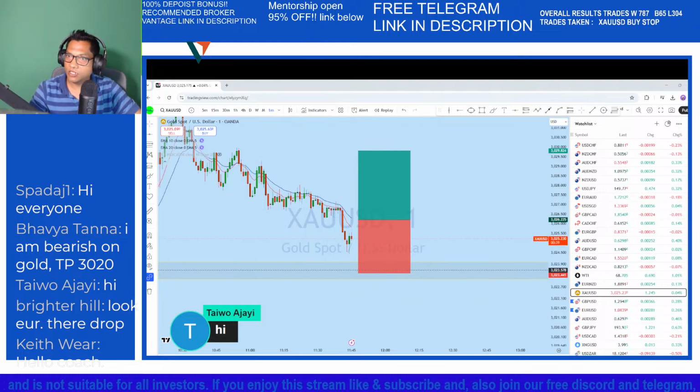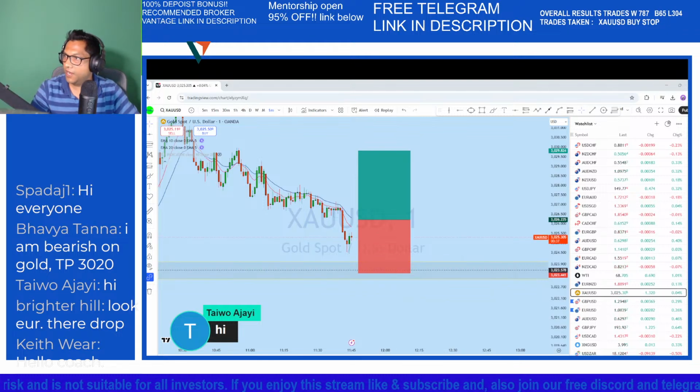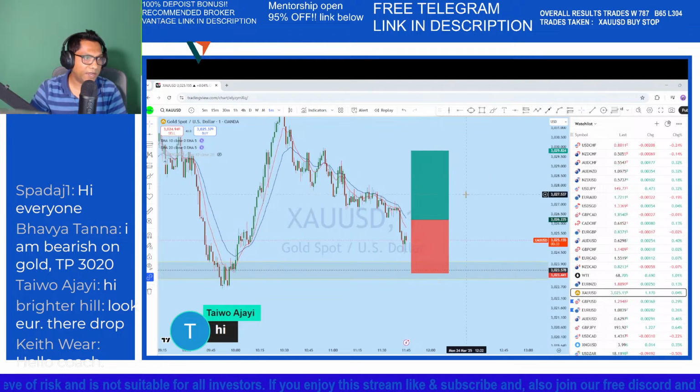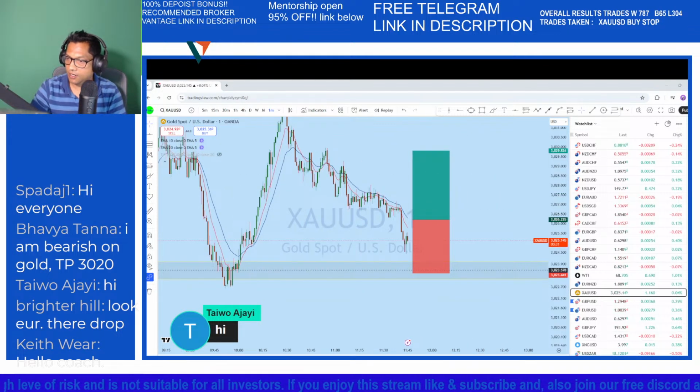So here we will be placing a buy stop. If the market manages to break to the upside, we will be entering into the trade, and in that case we can expect a return back to the daily high, to the daily resistance line.